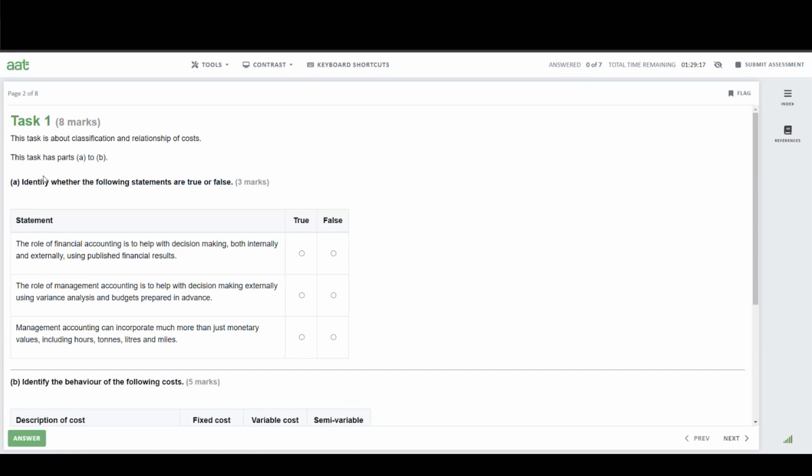So the first task is to identify whether the following statements are true or false. So the first statement: the role of financial accounting is to help with decision making, both internally and externally, using published financial results. So financial accounting, well, what do we know about financial accounting? Yes, we know it's about preparing published financial results. And yes, we know it's used externally. Could we use it to make decisions internally? Yes, I've no doubt that we could do. So we'll say that that statement is true.